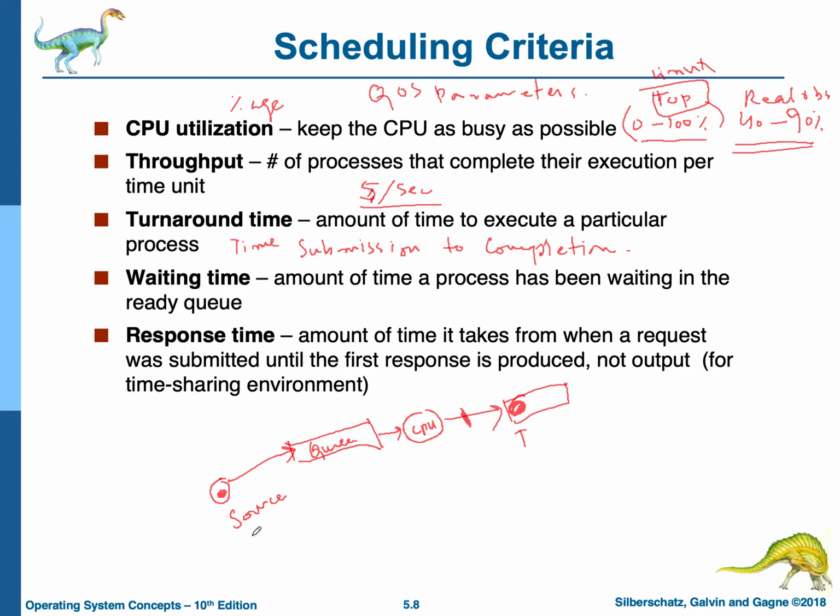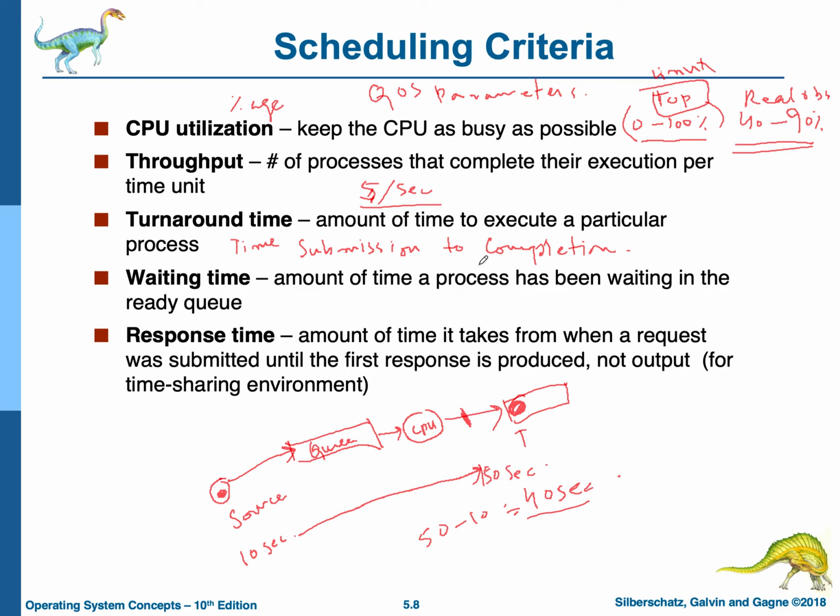Okay, so the job is submitted maybe at the clock of 10 seconds. Let's say we start at sometime 10 seconds, and when it moves to queue and CPU and it is completed over here, maybe the time was 50 seconds, right? So 50 minus 10 is 40 seconds. 40 seconds is turnaround time, the amount of time to execute a particular process.